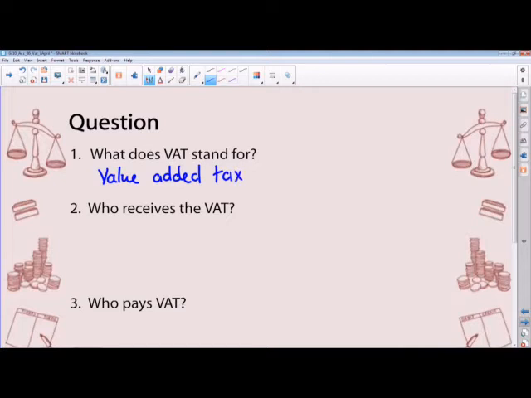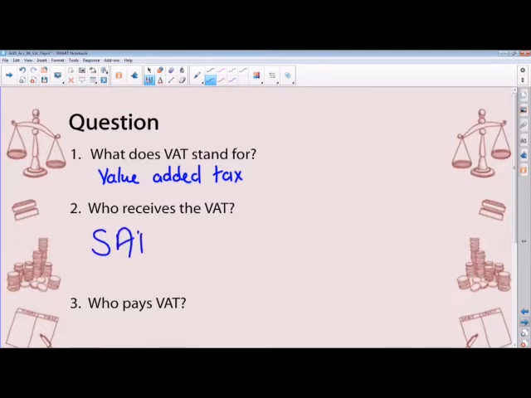Now remember, value added tax is an indirect tax, and that companies and businesses will pay all the money they collect from their customers to SARS every 2 months. So they will pay VAT 6 times a year. So SARS will receive VAT 6 times a year from different companies. Now let's go look at number 2. Who receives the VAT? And I just answered that one for you. The answer will be SARS.